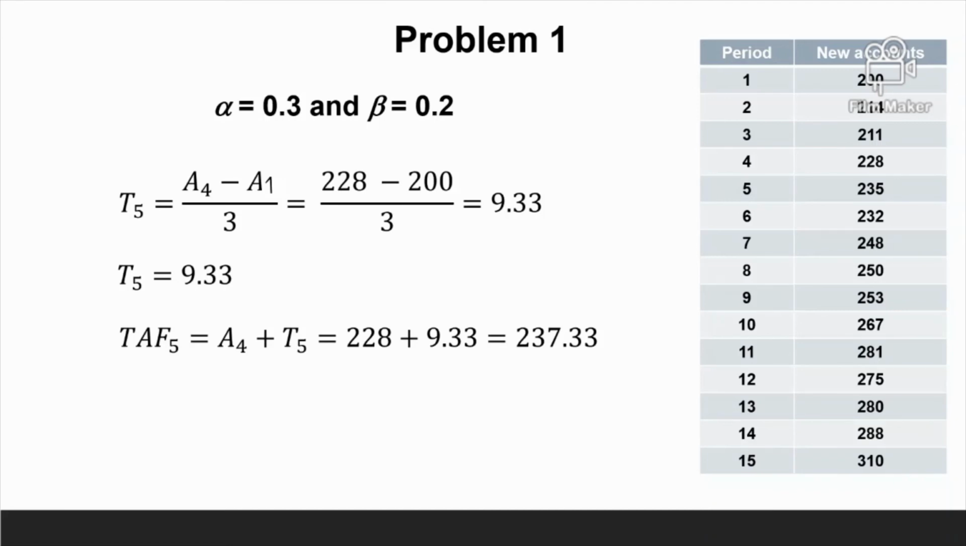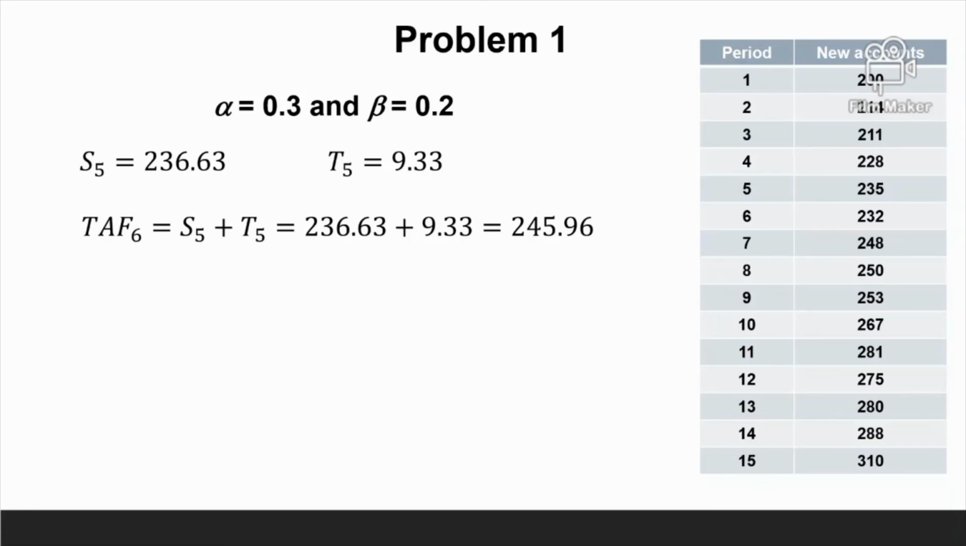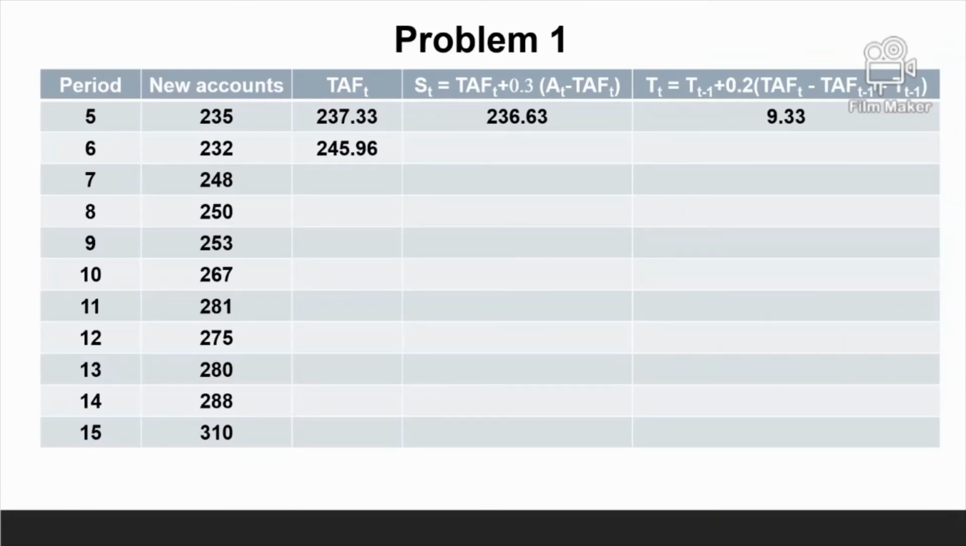Now we can calculate S5, where S5 equals TAF5 plus alpha multiplied by A5 minus TAF5. So, S5 equals 237.33 plus 0.3 multiplied by 235 minus 237.33 equal 236.63. Knowing S5 and T5, we can calculate TAF6. So, TAF6 equals S5 plus T5 equal 236.63 plus 9.33 equal 245.96. Let us now retabulate the data and add 3 more columns for TAF(t), S(t), and T(t). Now let us complete this table until period 15.